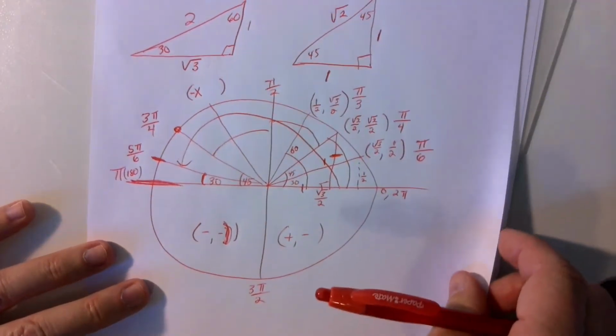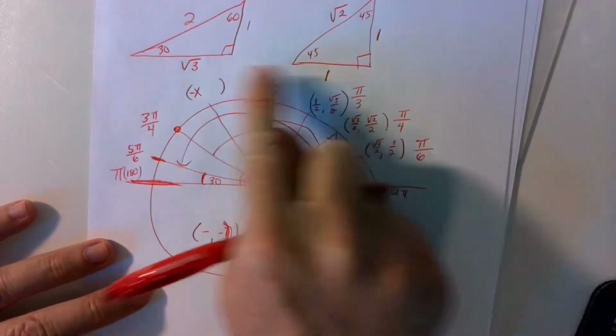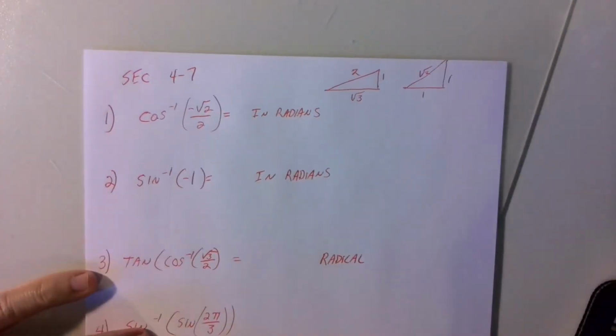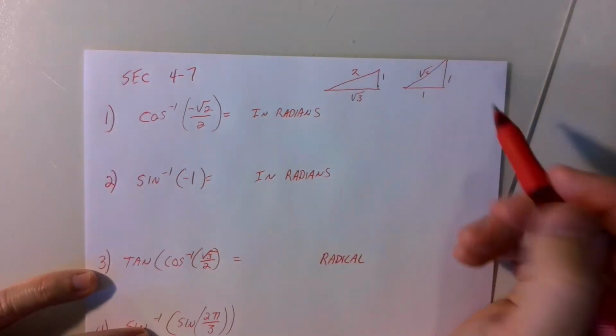So 4.7 deals with a whole lot of these things. So here we go. Here's some of the stuff that will help you with section 4.7. And again, stop the video anytime you need to get into this stuff. So here's our basic triangles.